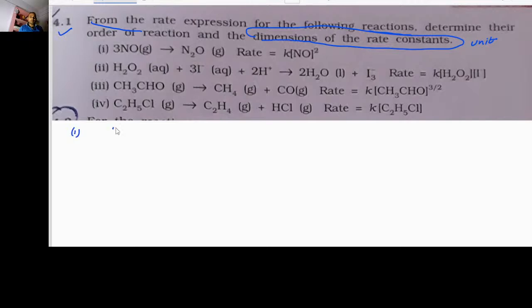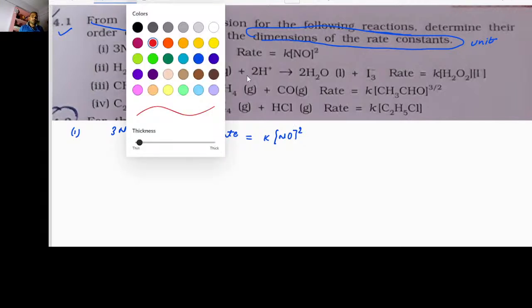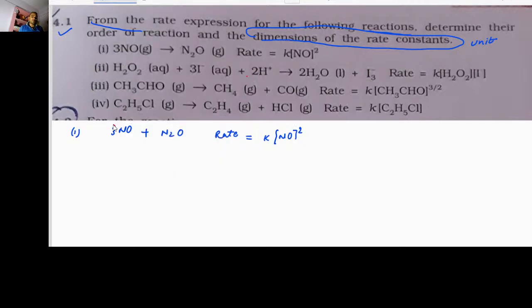3NO gas gives N2O, right? And here the rate depends on NO only, so it is k[NO] with power 2. In the reaction the coefficient is 3, but the power is only 2, so it is experimental.